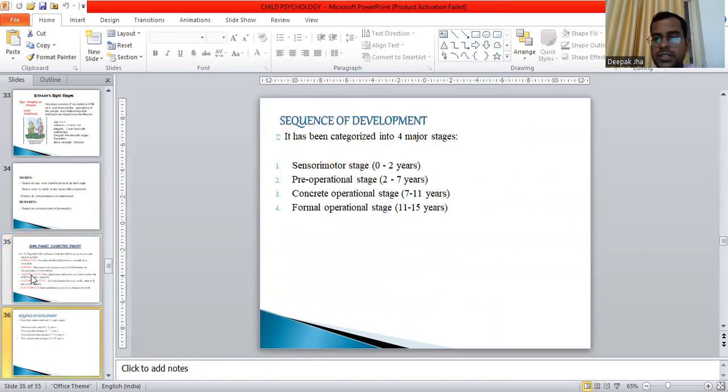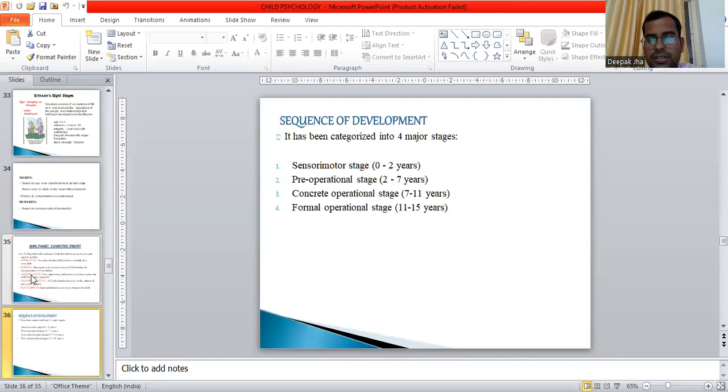Next, coming on to the stages. Like Sigmund Freud's theory and Erik Erikson's theory, Piaget has also classified his theory on the basis of ages. So there are four stages. First is the sensorimotor stage. It lasts between 0 to 2 years of age.